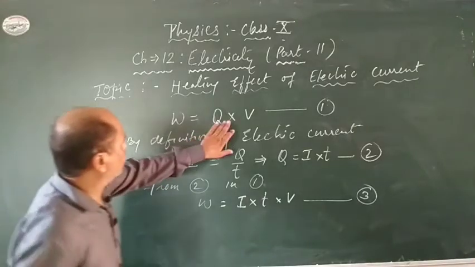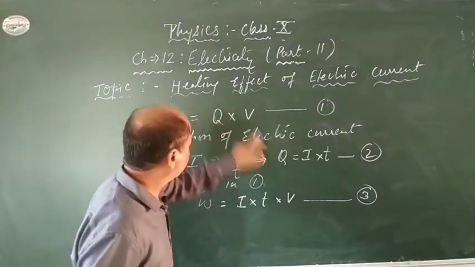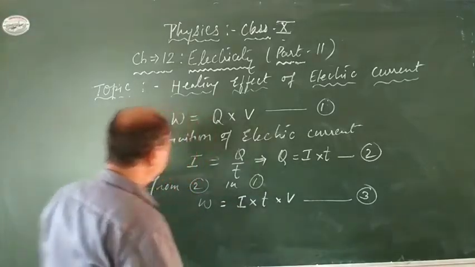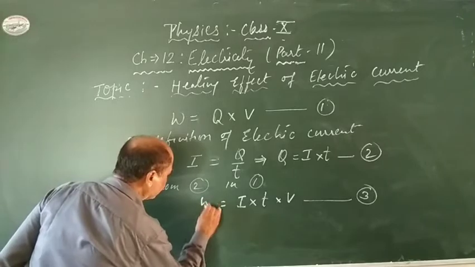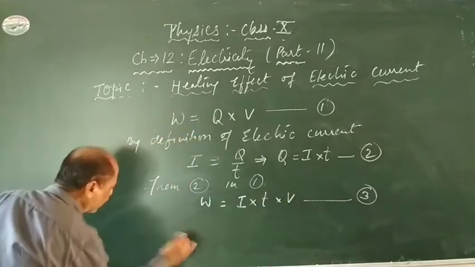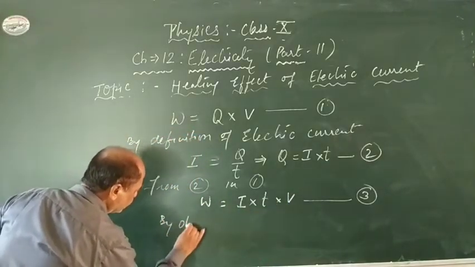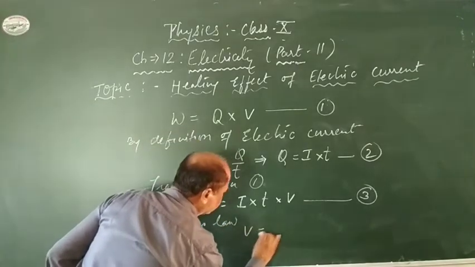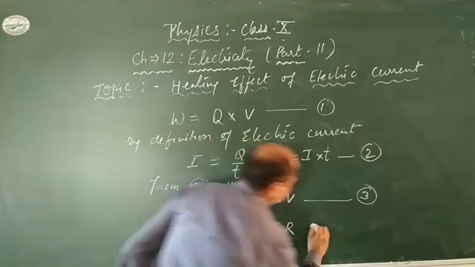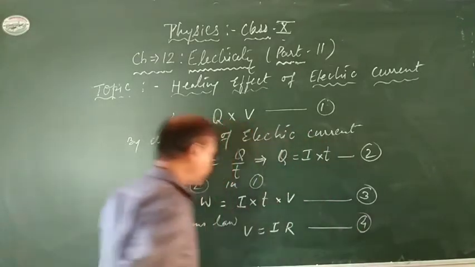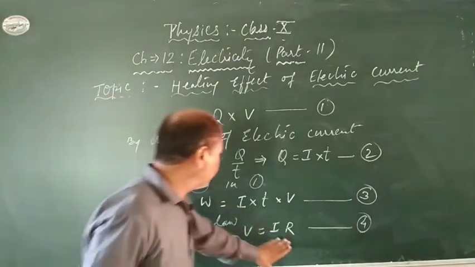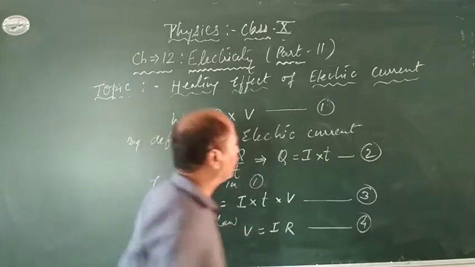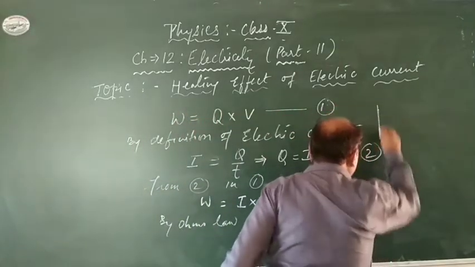Now, since in the first expression we have Q and V, we now have to replace this V also. To replace V, we will use Ohm's law. What is Ohm's law? By Ohm's law, V is equals to IR. So this is our fourth expression. Now substitute this value of V from 4 into 3. So what exactly will be obtained now?